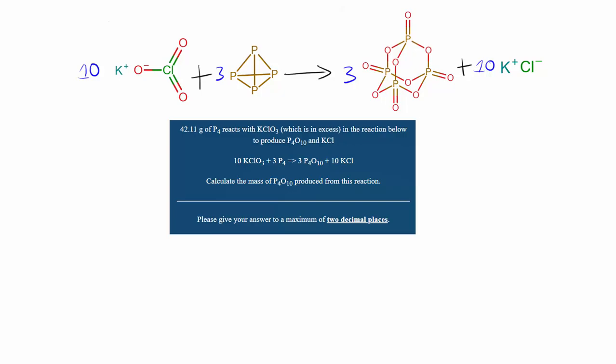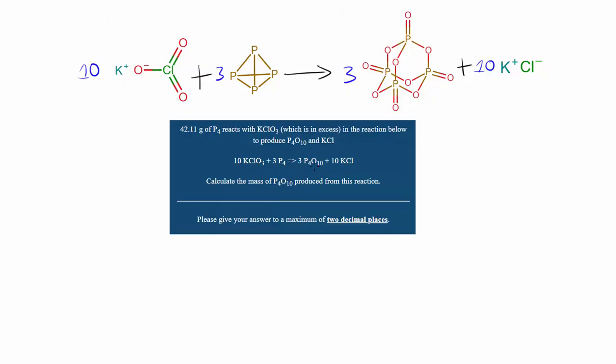Okay, so in this case, we've got white phosphorus, P4, and that reacts with KClO₃, so potassium chlorate, and that produces P₄O₁₀. So that's phosphorus pentoxide, I guess, and potassium chloride. We've been asked to calculate the mass of P₄O₁₀ produced from the reaction, right?